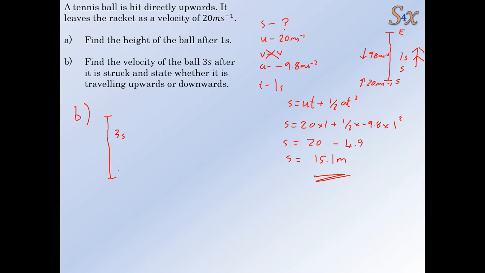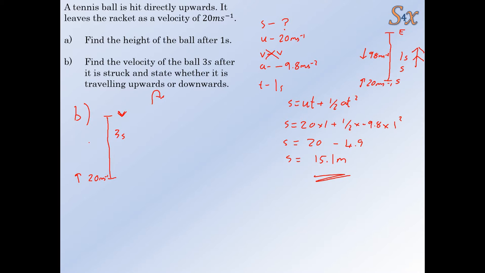We want to find the velocity. So we know it starts at 20 meters per second. We want to find out what the velocity is here, the final velocity. And we don't actually know whether it's upwards or downwards. It might still be going up. It might have actually turned around and started heading down by now. It might have got to the top and be heading back downwards. We don't know. That's part of the question.